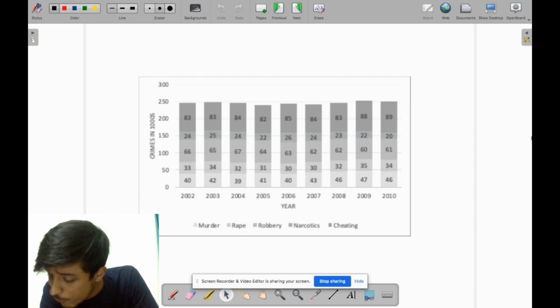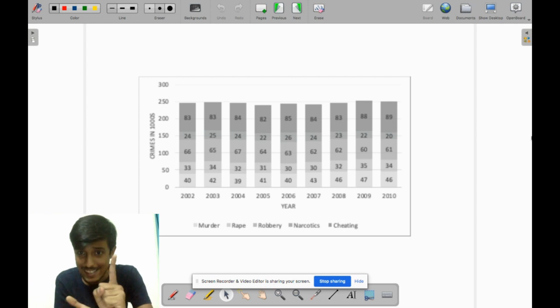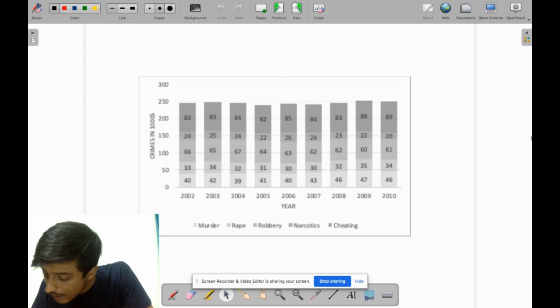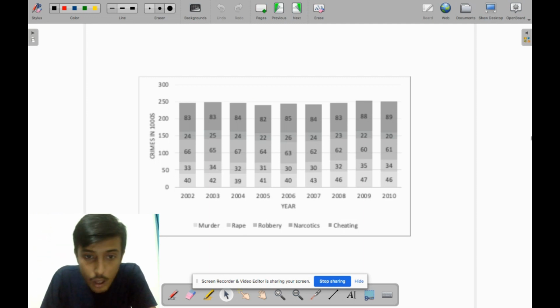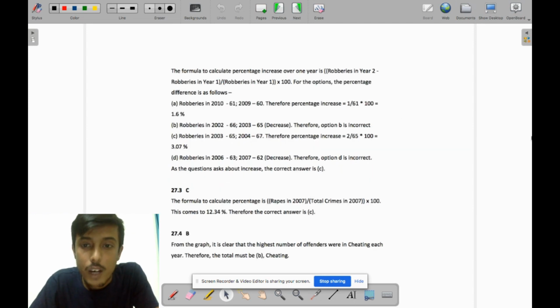So your answer has to be from A or D. In A, 2009 to 2010, there's an increase of 1 with respect to 60, because it's talking about percentage increase. And in C, 2003 to 2004, there's an increase of 2 with respect to 65. So the percentage increase in A will be 1 by 61 into 100, which will give you 1.6. And the percentage increase in option C will be 2 by 65 into 100, which will give you 3.07%.